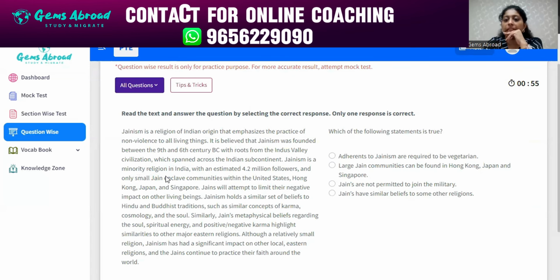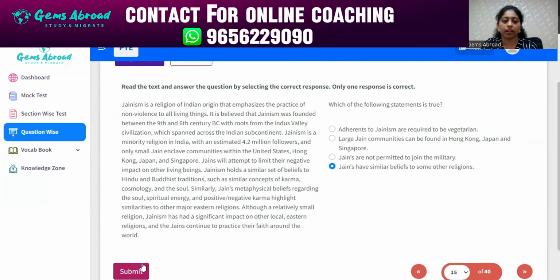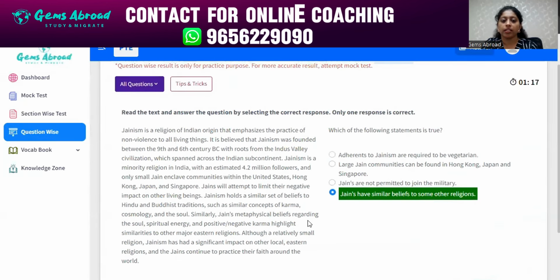Minority religion in India. Yes, beliefs to some other religions. Okay, just mention the paragraph. So, you have found it, right?